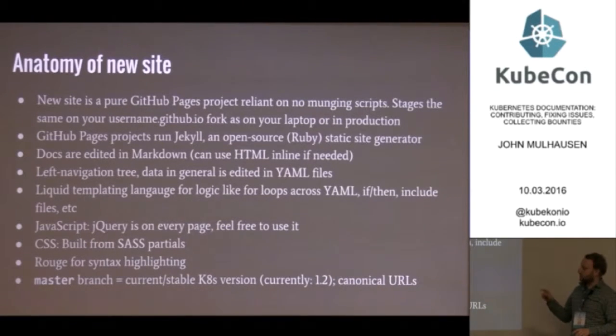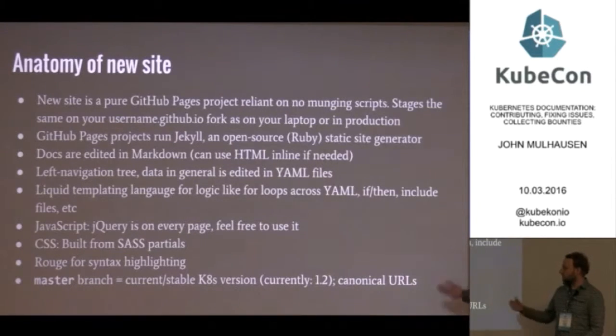And none of this master branch crap with the docs. From now on, whenever you edit in the master branch, you're editing the current stable version of Kubernetes. Right now, that's 1.2. So that means that the docs URLs are no longer kubernetes.io/v1.1/docs and so on. It's just kubernetes.io/docs/nodes or pods.